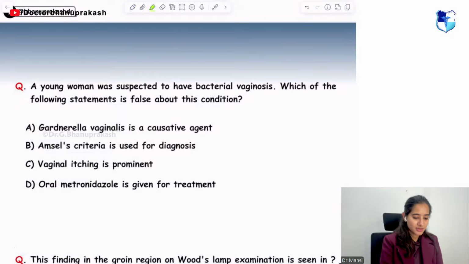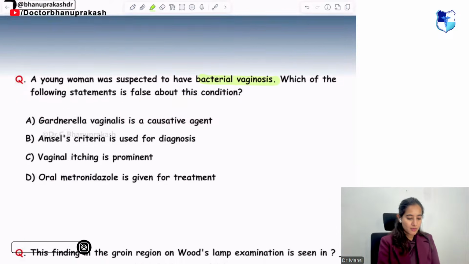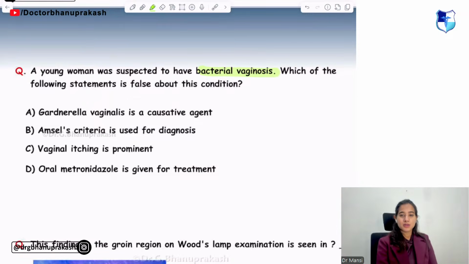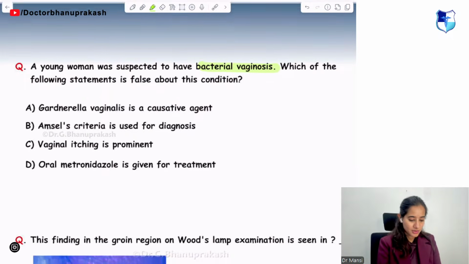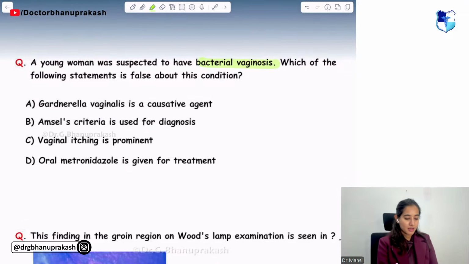Then the next question is, a young woman was suspected to have bacterial vaginosis. Which of the following statements is false about this condition? One, Gardnerella vaginalis is the causative agent. Second, Amsel's criteria is used for diagnosis. Then, vaginal itching is prominent. Oral metronidazole is given for the treatment. Okay, someone is saying A.